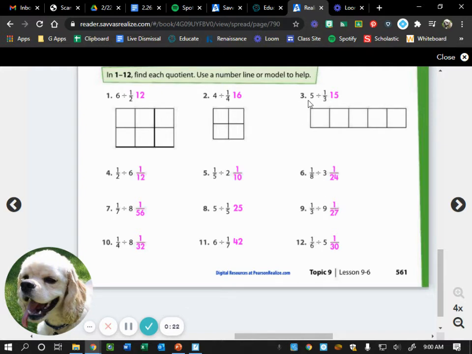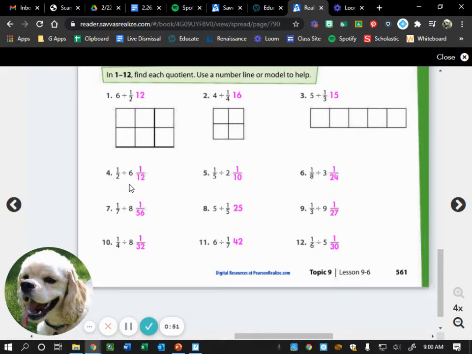So when we take 5 and we divide it by 1/3, we turn 5 into a whole number, 5 over 1. Then we keep it at 5 over 1. We change the division symbol to multiplication, and we flip 1/3 into 3 over 1. So we have 5 over 1 times 3 over 1, which gets us 15 over 1, or just 15. Give me a thumbs up if you got number 3 correct. Nice, 5th grade.